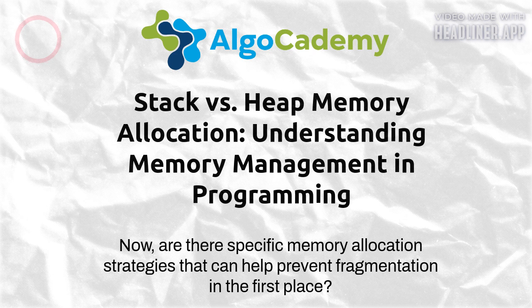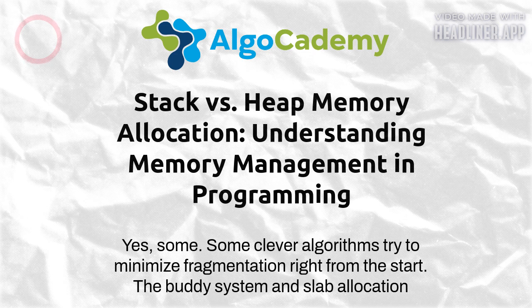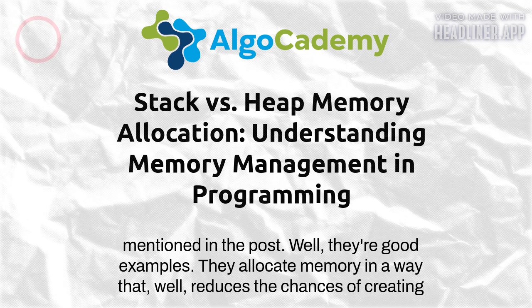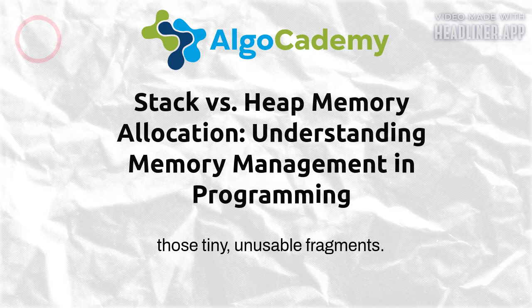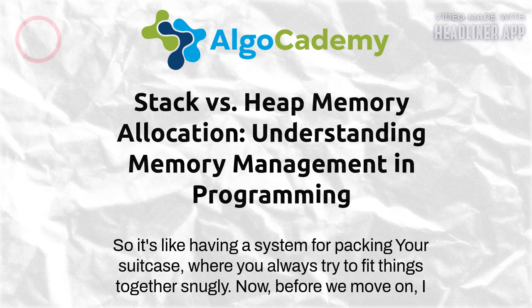Now, are there specific memory allocation strategies that can help prevent fragmentation in the first place? Yes, some clever algorithms try to minimize fragmentation right from the start. The buddy system and slab allocation mentioned in the post, they're good examples. They allocate memory in a way that reduces the chances of creating those tiny, unusable fragments. So it's like having a system for packing your suitcase where you always try to fit things together snugly.